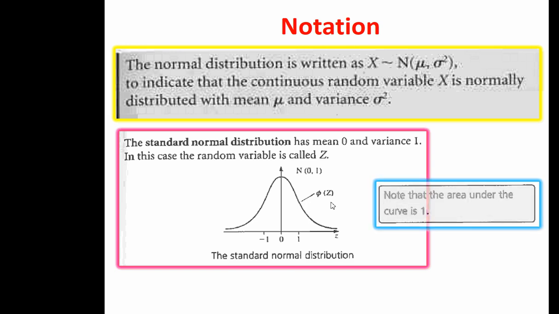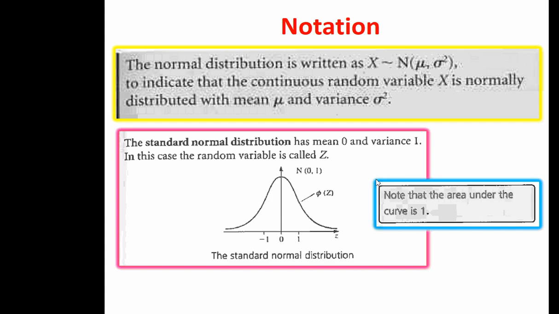Moving along. Note that by definition, the area under the curve is 1. And do you know why? It's because, remember, all probabilities must add up to 1. So what do you think the area under the normal distribution represents? That's right, it represents a probability.